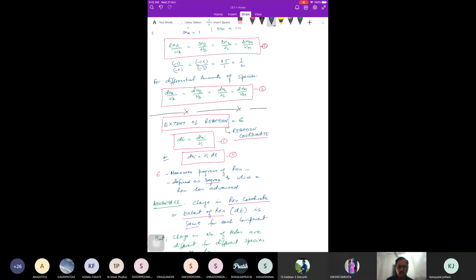What is nu i? Stoichiometric coefficient or stoichiometric number. They call it here stoichiometric number. It's actually the stoichiometric coefficient that you use in PC. So epsilon is extent of reaction, and d epsilon is dni by nu i. And we have seen that dnA upon nuA is equal to dnB upon nuB is equal to dnL upon nuL is equal to dnM upon nuM. That means for reactant as well as for product, if you take the ratio of change in number of moles and divide it by the stoichiometric number or stoichiometric coefficient, you'll get the same value, right? And that is d epsilon.